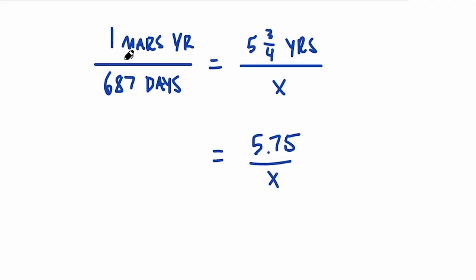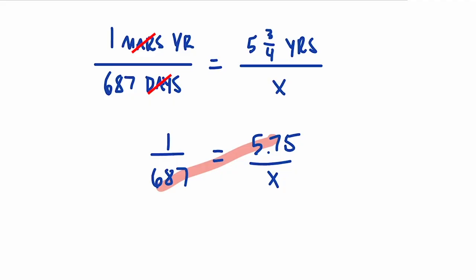So we could write this as 5.75 years on the top, and we'll put the x on the bottom. On the left side, we've got 1 year on top. We've got 687 days on bottom. Now notice I'm dropping the units because I don't need them to do the problem. I just needed them to set up the problem. Okay, well, now we can cross multiply this problem. We cross multiply to solve.